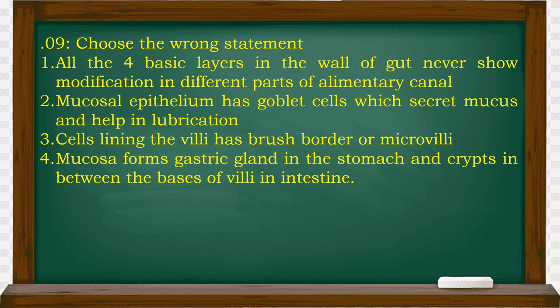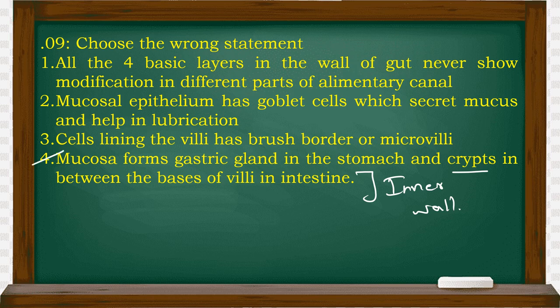Question number 9, choose the wrong statement. First statement, all the 4 basic layers in the wall of the gut never show modification in different parts of the alimentary canal. Option number 2, mucosal epithelium has goblet cells which secrete mucus and help in lubrication. Option number 3, cells lining the villi have brush border or microvilli. Option number 4, mucosa forms gastric glands in the stomach and crypts in between the bases of villi in the intestine. Option number 4 is absolutely correct. This is how the inner wall of the intestine appears to be like. So this option is an absolutely correct statement.